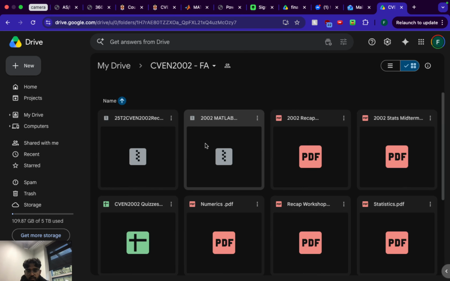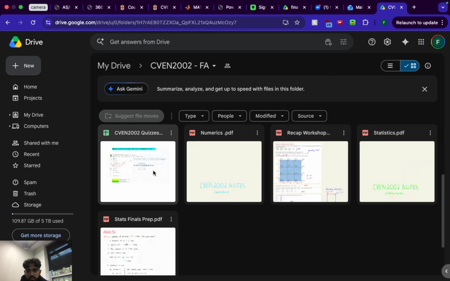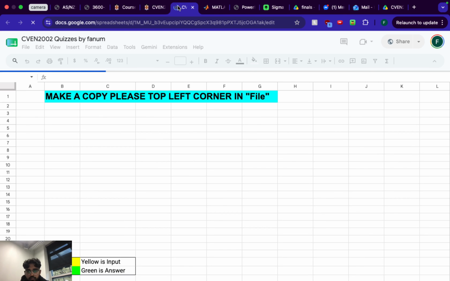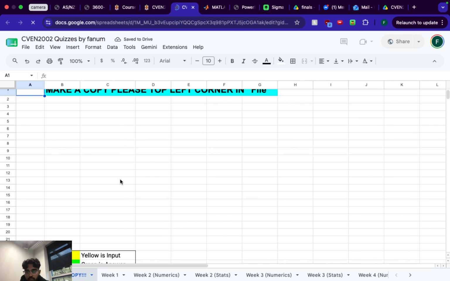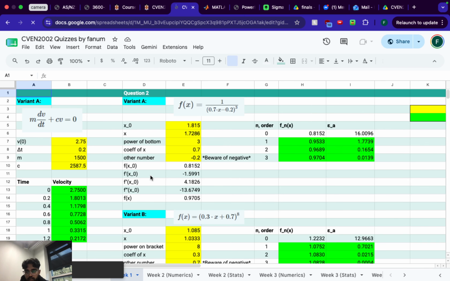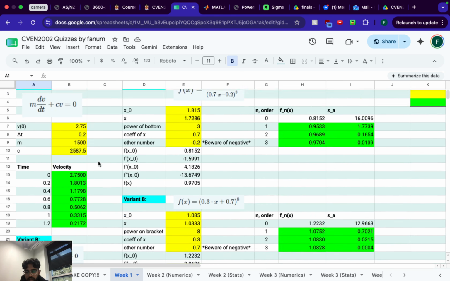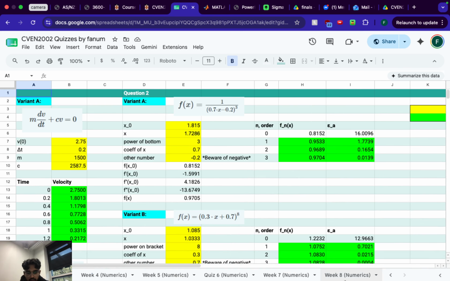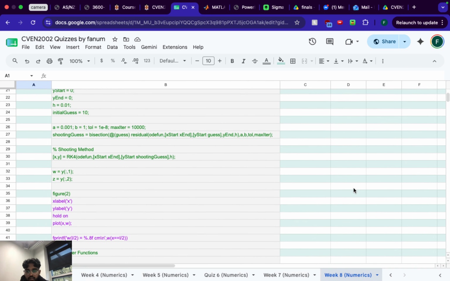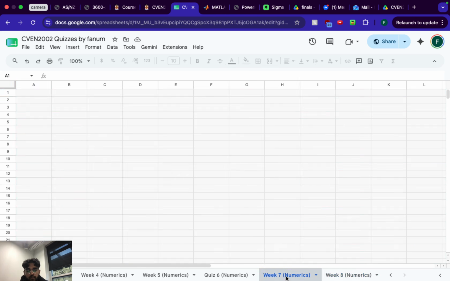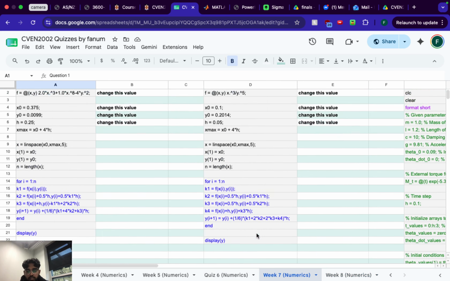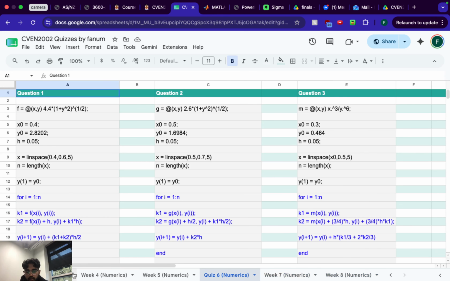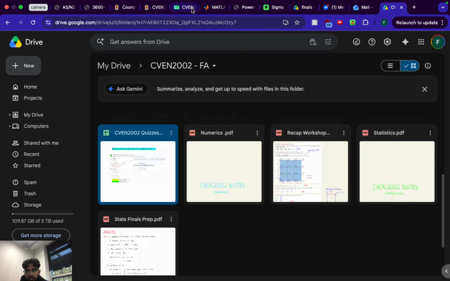So what I've done, here it is, CVEN2002 quizzes. If it loads, so week 1, the yellow stuff, you just input your values. It lasts until week number 8. I even put in the MATLAB code for you guys to make it a bit easier for each kind of question. But there's not really much to it.